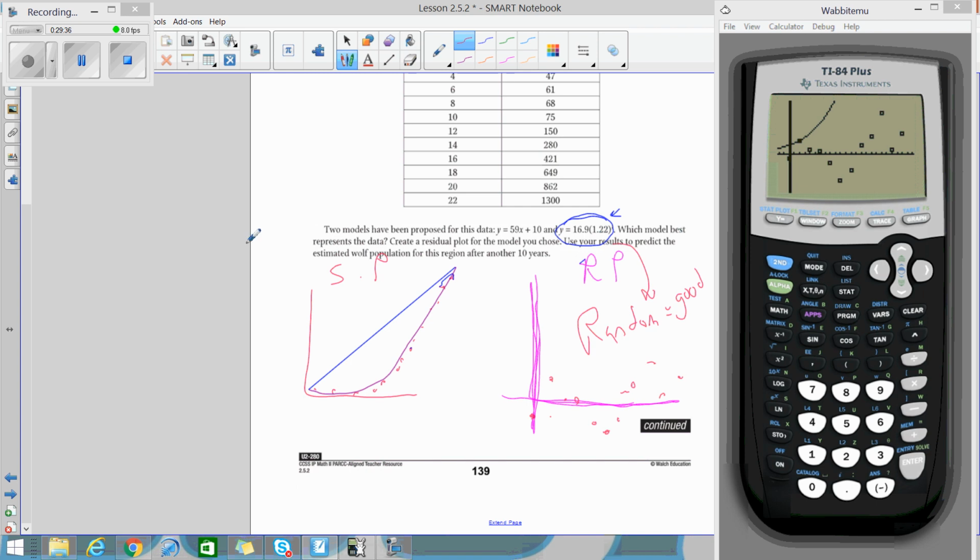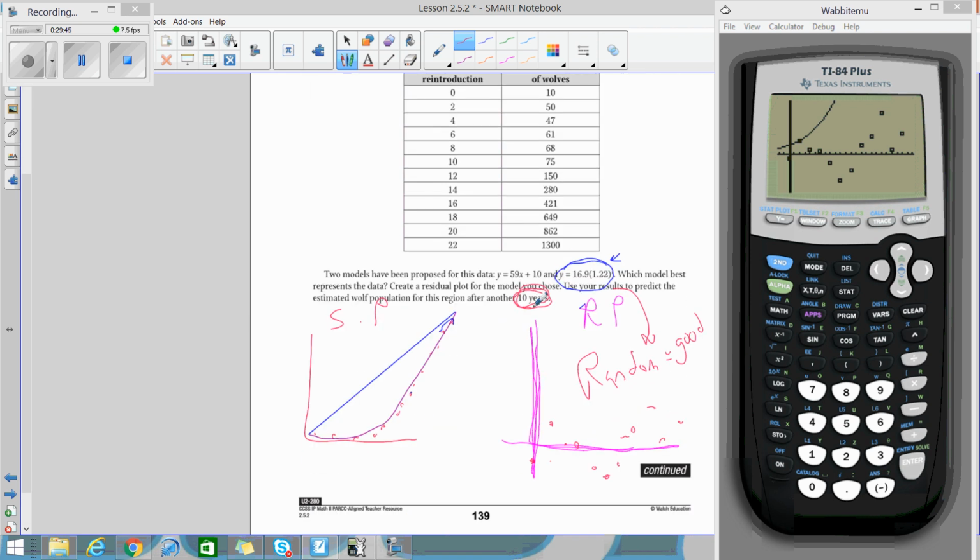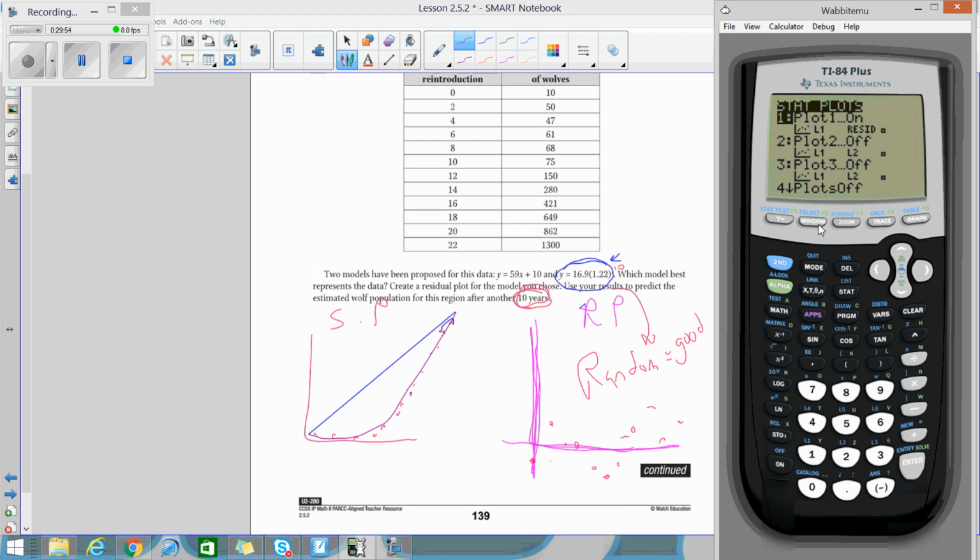So now it says use your results to predict the estimated wolf population after 10 years. Well, 10 years is your years since, so that's your x value. So what you're going to do is put 10 in for x as your exponent, and evaluate. Now, one of the cool things is because we stored this into our y1, you can calculate it using your calculator, or just go second graph, and that's your table, and just go down to 10. And that's another way to find exact values.